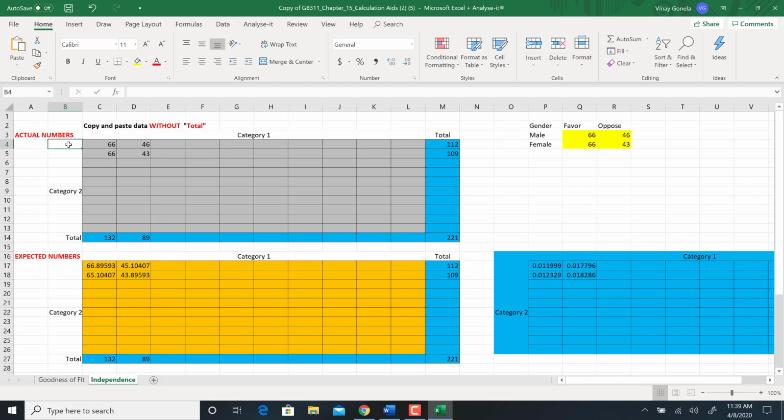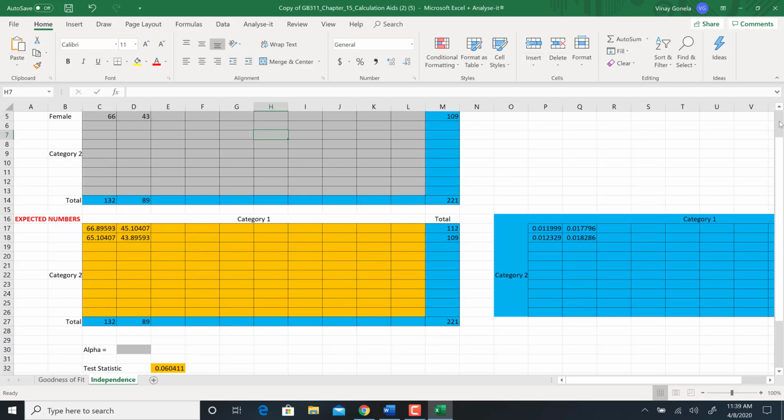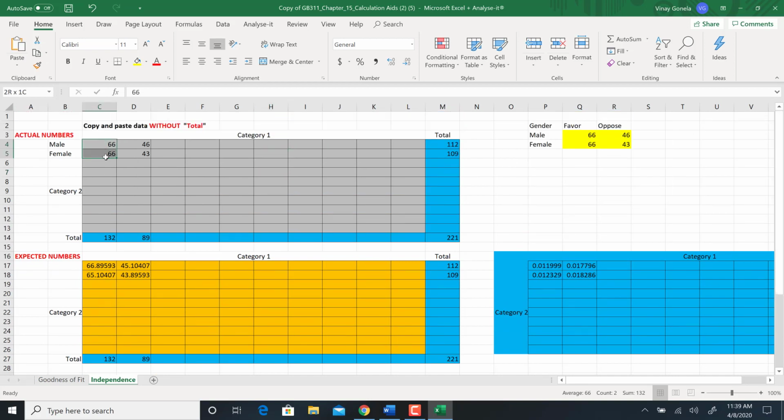So this is male, this is female, and this row represents favor, and this row represents oppose. That is the same thing you are plotting here in the actual value numbers. So your expected value numbers will be here. So these are your expected value numbers.